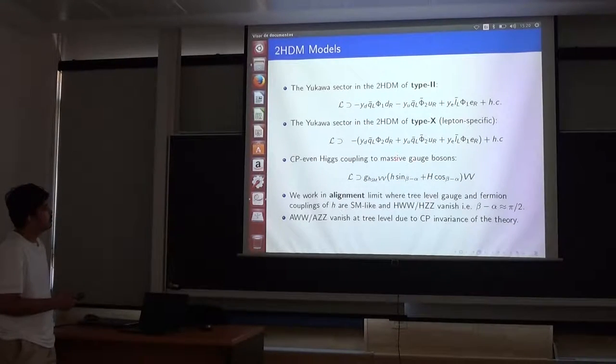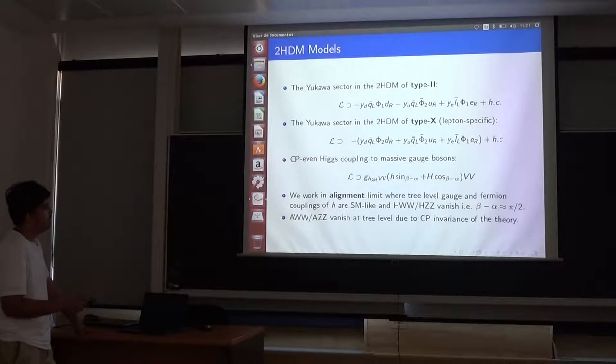The CP-even Higgs couplings to the massive bosons can be written like that. The standard model coupling with V, meaning W and Z bosons, and then these are for the 125 Higgs, and that is another CP-even Higgs, and both have these couplings. Gauge boson couplings are like that: sin(beta minus alpha), cos(beta minus alpha). We work in the alignment limit for most of the work, model independent. At tree level, the gauge couplings and fermion couplings of the H. If sin(beta minus alpha) is taken as 1 and this is 0, then the HVV coupling will resemble the standard model coupling.